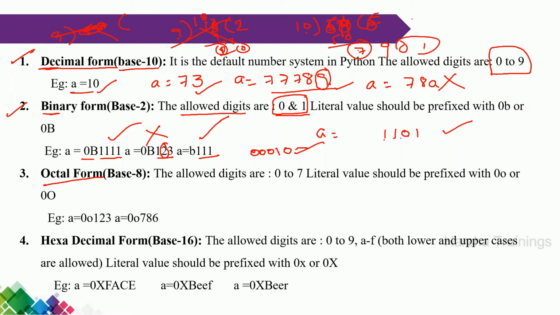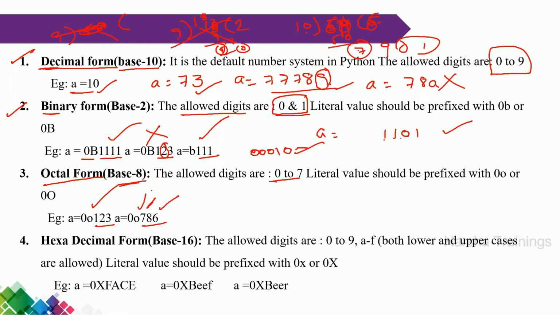Next one is octal. Octal in the sense base 8. So obviously, what are the possible values? 0 to 7. The possible digits are 0 to 7. So any number which is a combination of digits 0 to 7. See this one? 1 2 3. No problem. This is an octal number. 786. This is not an octal number. Why? 7 is okay, 6 is okay, but the digit 8 is not in the range.